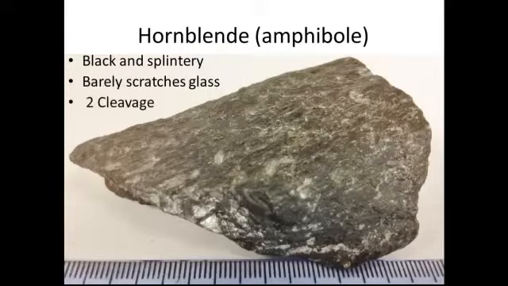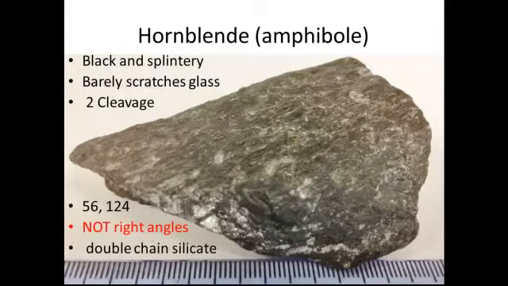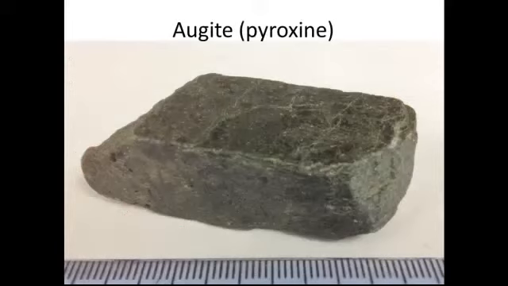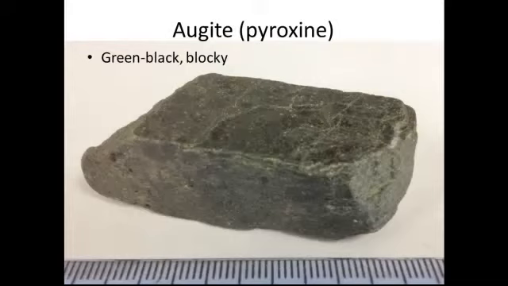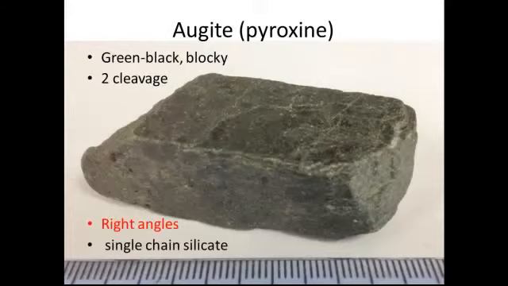What is diagnostic is that it has 2 cleavage planes that are at 56 or 124 degrees. So what's important to remember is that the cleavage planes are not at right angles. It's a double-chain silicate. But please don't confuse it with augite, a pyroxene silicate. It's also green or black, but it's very, very blocky. It has 2 cleavage planes, but those cleavage planes are at right angles.